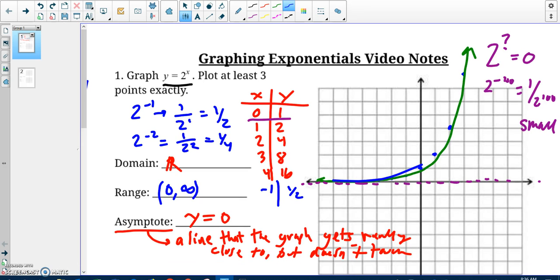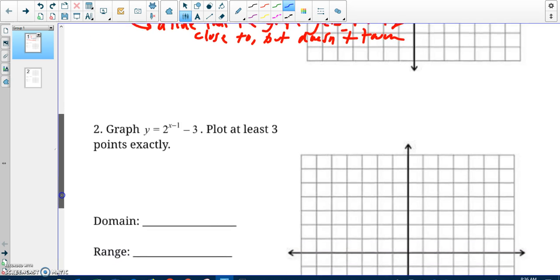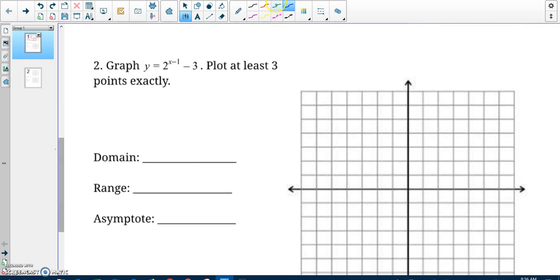There's a couple other problems I want to look at. So let's slide down. If you look at this graph, y equals 2 to the x minus 1 minus 3, it is just like y equals 2 to the x, only there are some transformations that happen. Remember, we've talked about transformations a bit. They are shifts left, right, up, or down, or maybe stretches. In this case, we just have some shifts going on.